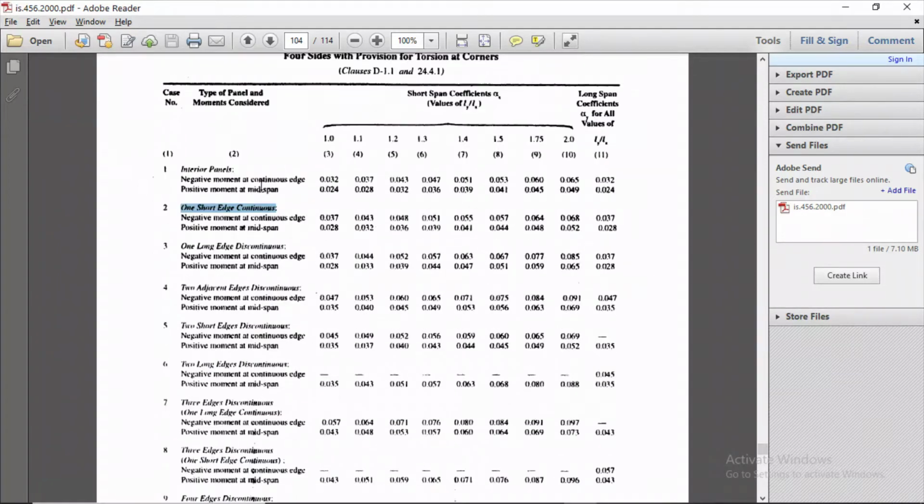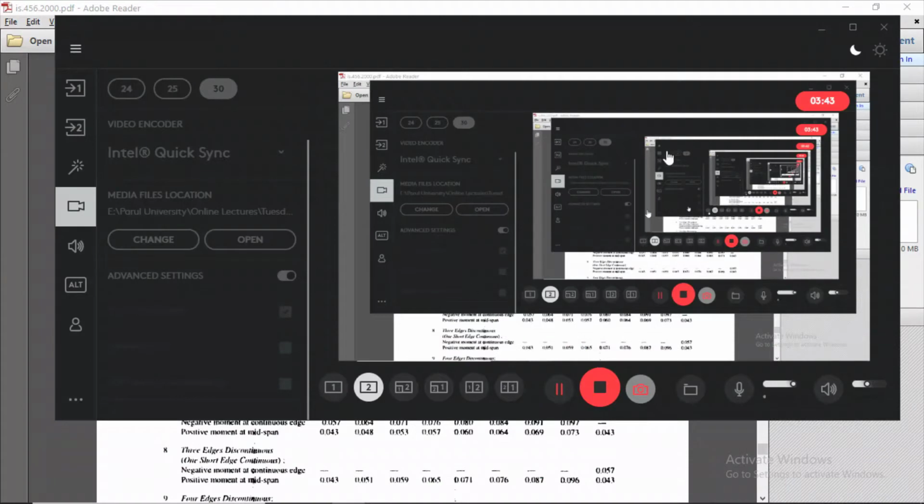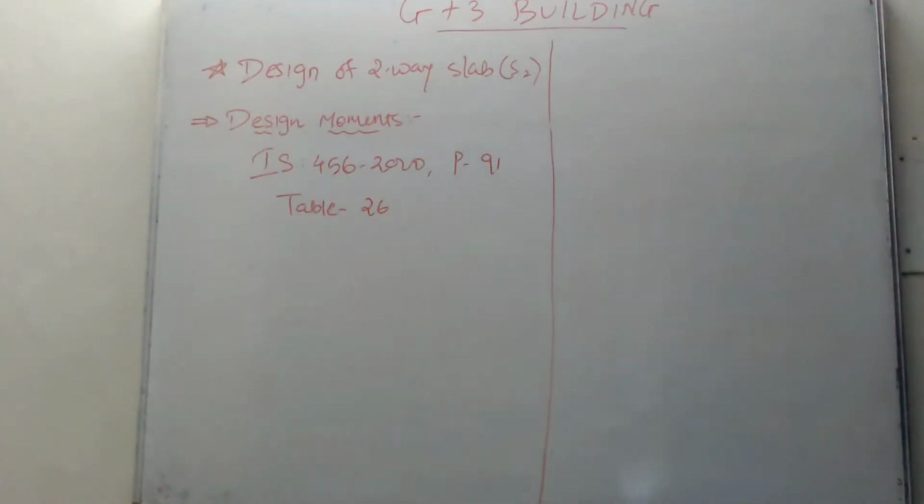Now in this second column, for the short span coefficient, values of Ly by Lx ratios are given. These are 1, 1.1, 1.2, 1.3. These are the values of the Ly by Lx ratio, right? We already know the value of Ly by Lx ratio, so from that we need to find the appropriate value from the appropriate column, right? Let me share the board with you. This is how you are supposed to see the IS code values. Let's explain on the board now.